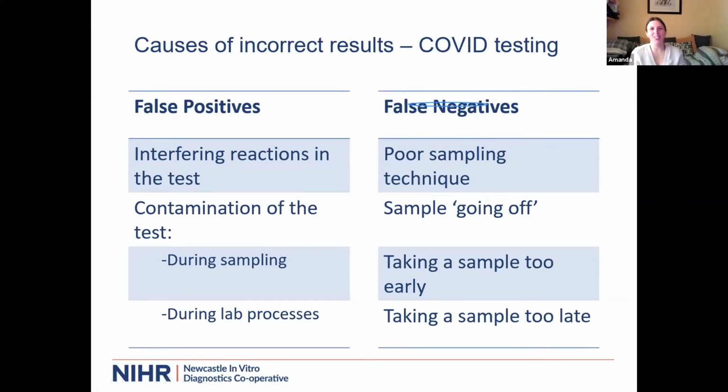So, causes of incorrect results in COVID testing. I'll go through the false positives first. Some of the potential causes of false positives are interfering reactions in the test, and this is sometimes what we call cross-reactivity, where potentially other viruses or other contaminants in the sample cause a false positive result.